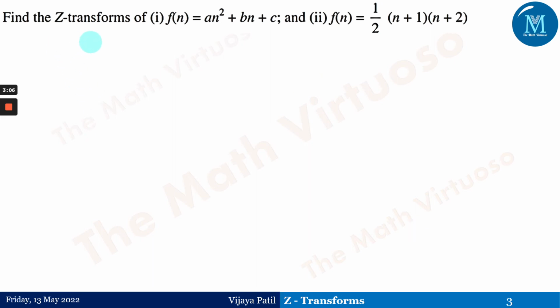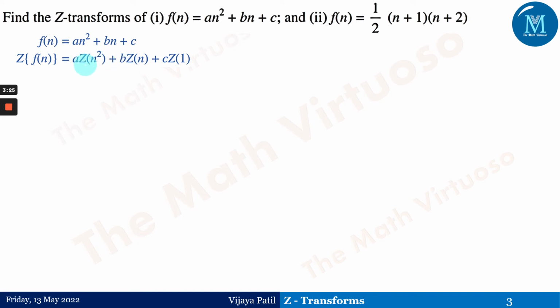Second is to find the Z transform of f of n, that is a n squared plus b n plus c, and f of n is equal to 1 by 2 n plus 1 into n plus 2. Now if you observe here, for the Z transform of this particular function f of n, we will be using the linearity property.